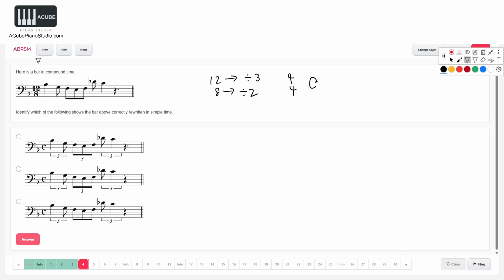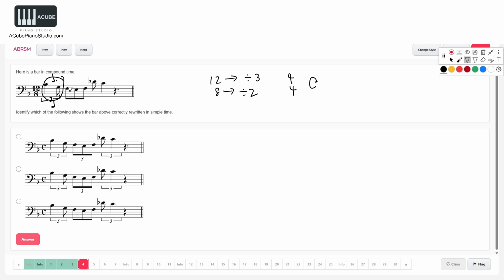Next, we need to change compound time into simple time. So this, which adds up to be a dotted crochet, must be changed into a crochet. So how do you do that? Well, when you have a group of notes like this, you just need to put a triplet sign. Then the time value will be equal to a crochet beat.